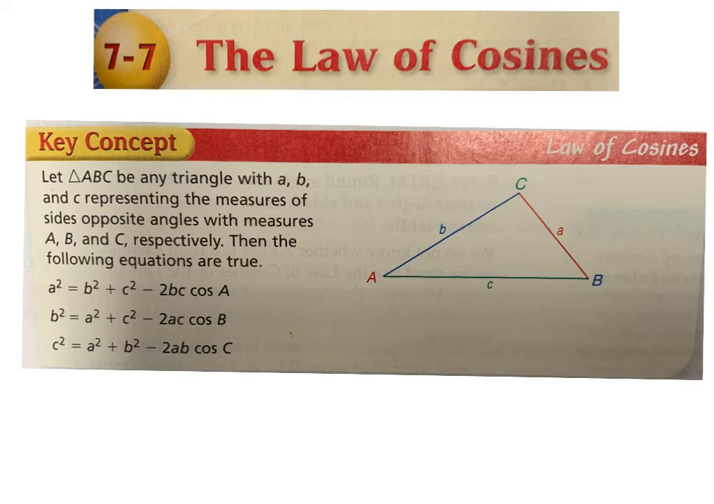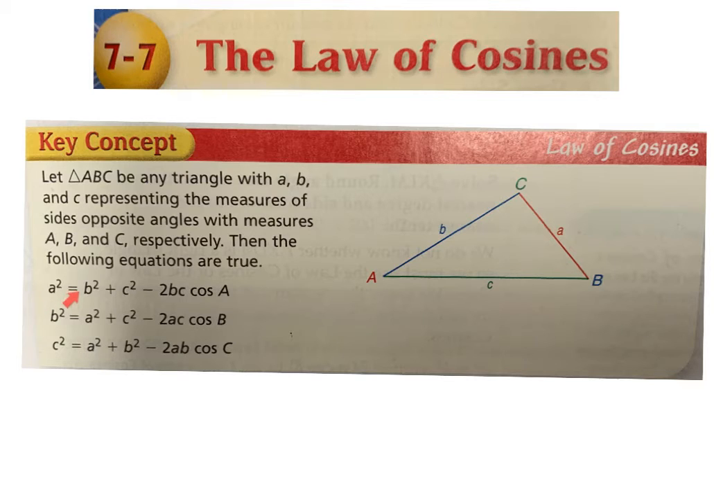So ABC is a triangle with A, B, and C representing the measures of the sides opposite angles with measures A, B, and C respectively. All they're saying there is you have angle A, opposite is side A. Angle B, opposite is side B. Angle C is opposite side C. That's all that first sentence says. Then the following equations are true.